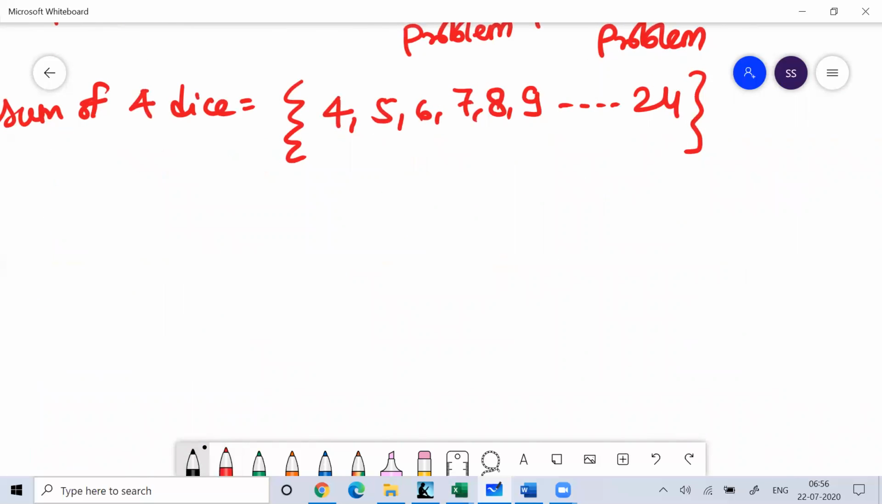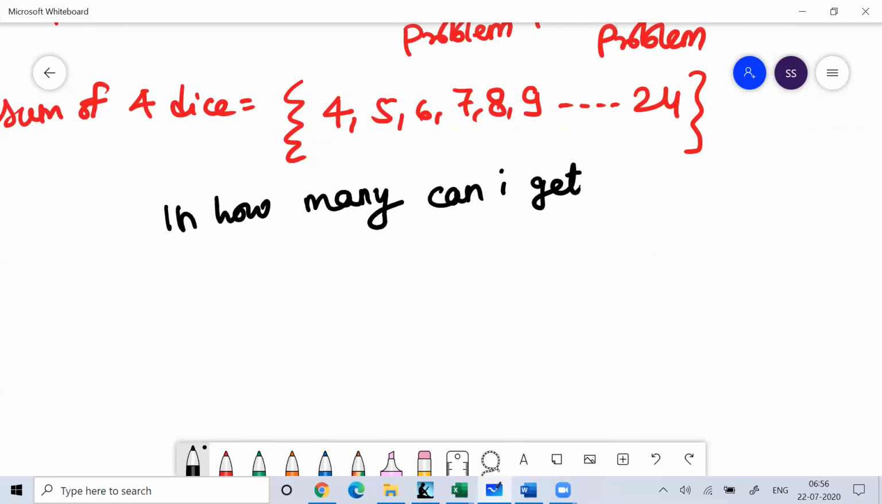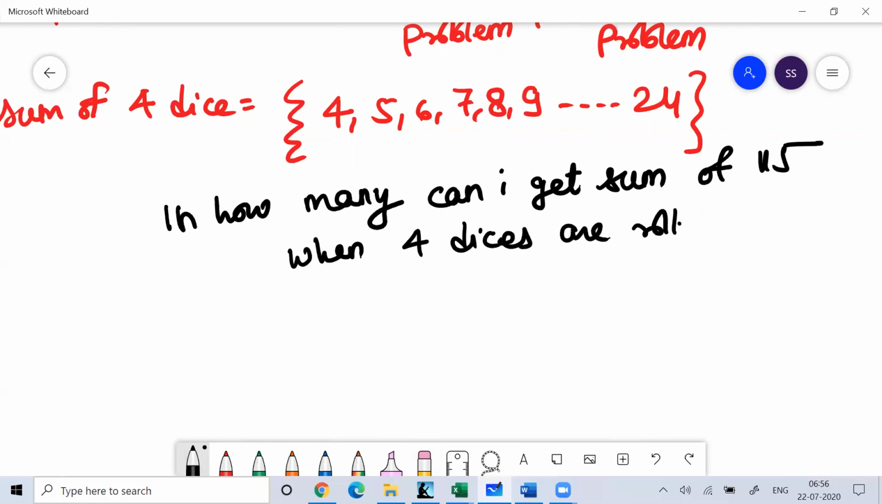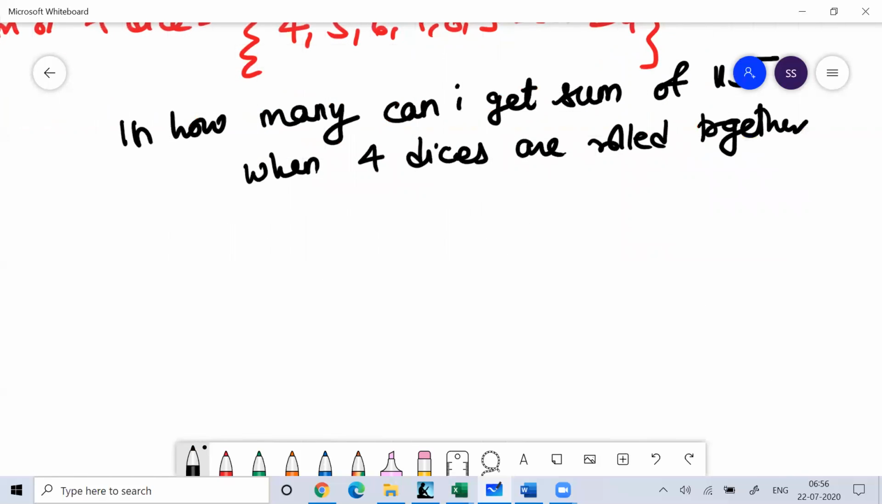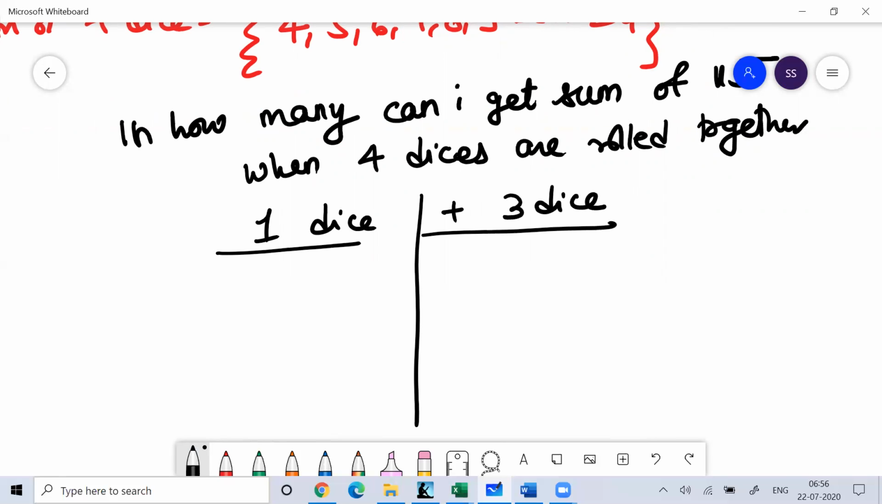So let's solve one problem for a better understanding. In how many ways can I get a sum of 15, suppose, when four dice are rolled together? I can break this problem as one dice plus three dice.